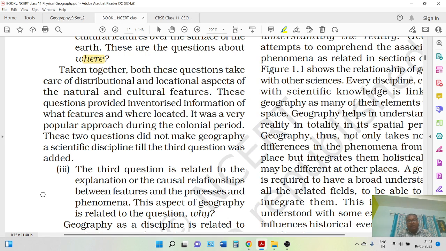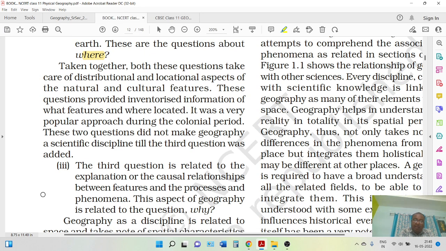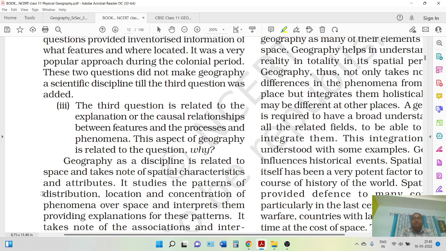Taken together, both these questions take care of the distribution and location aspects: how things are distributed and where the location is. These two important questions we used to ask. And finally, the question is why. Why is this thing there? The third question is related to the explanation of causal relations. Okay, causal relation. So, why?